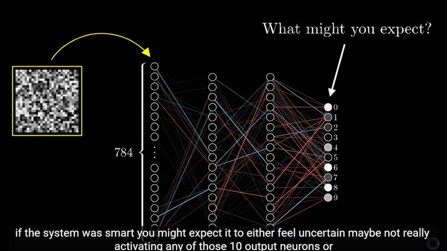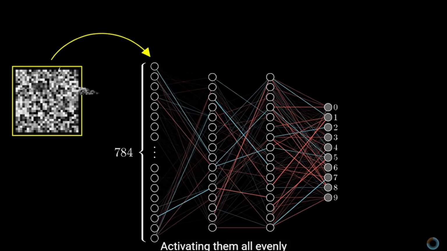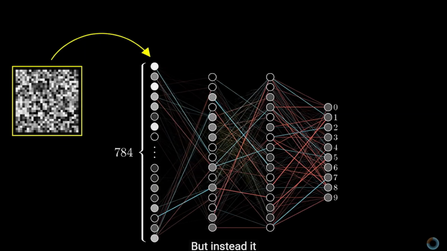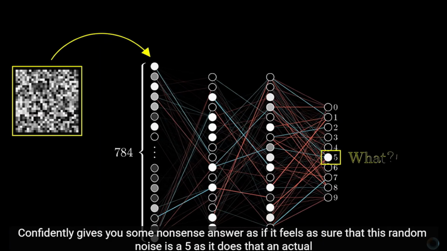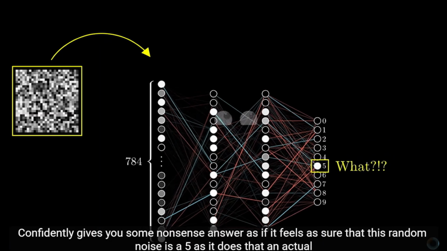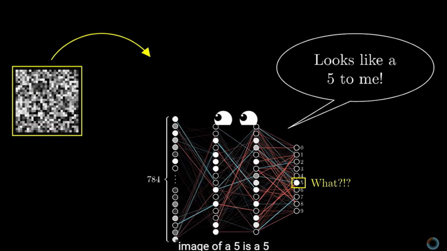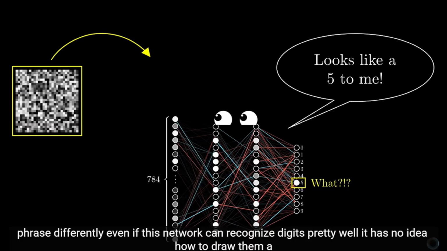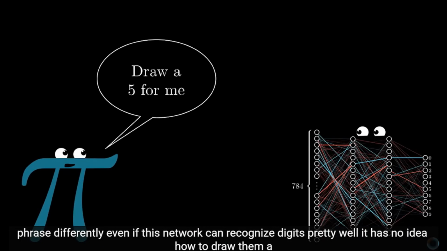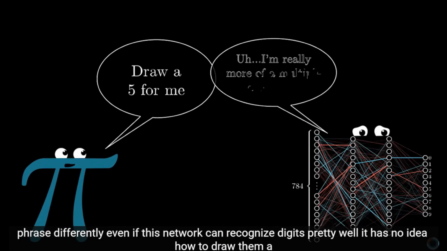If the system was smart, you might expect it to either feel uncertain, maybe not really activating any of those 10 output neurons or activating them all evenly. But instead, it confidently gives you some nonsense answer, as if it feels as sure that this random noise is a 5 as it does that an actual image of a 5 is a 5. Phrased differently, even if this network can recognize digits pretty well, it has no idea how to draw them.